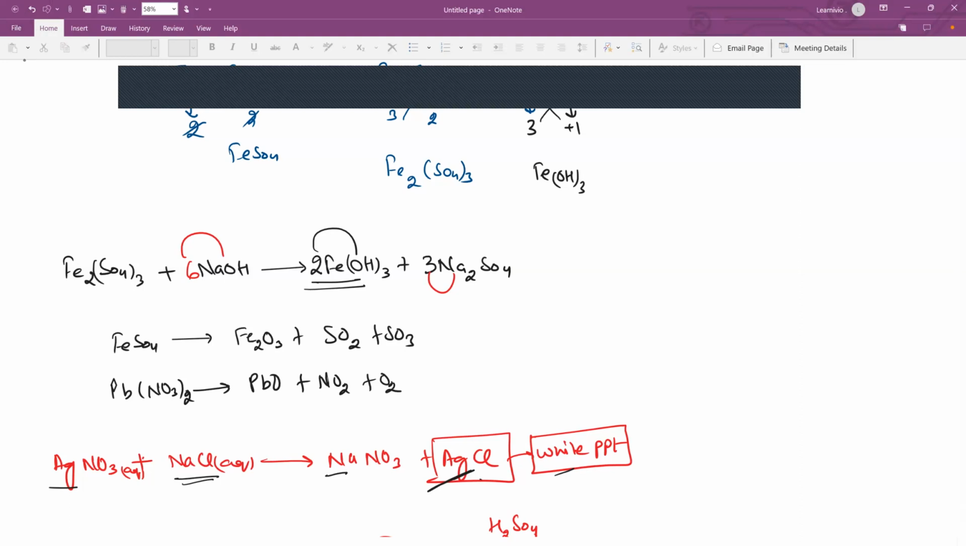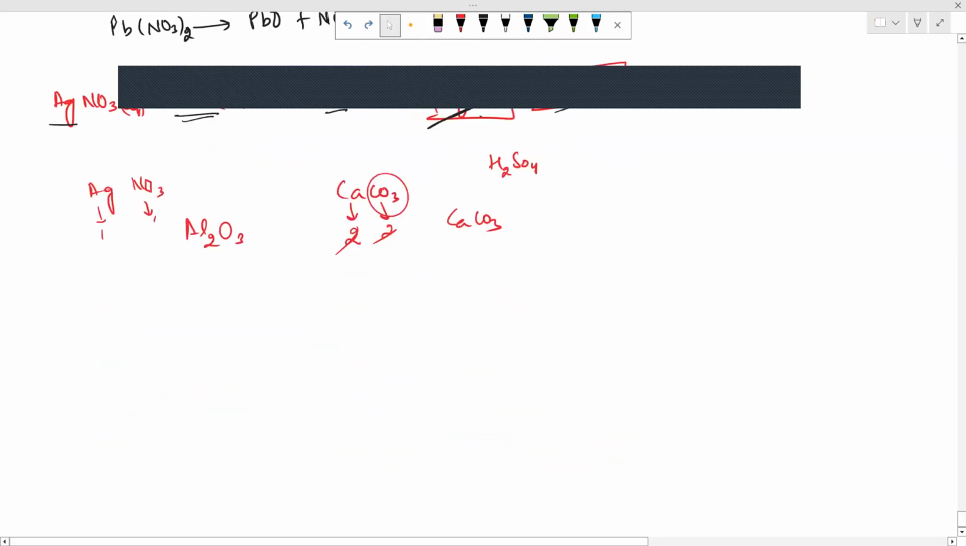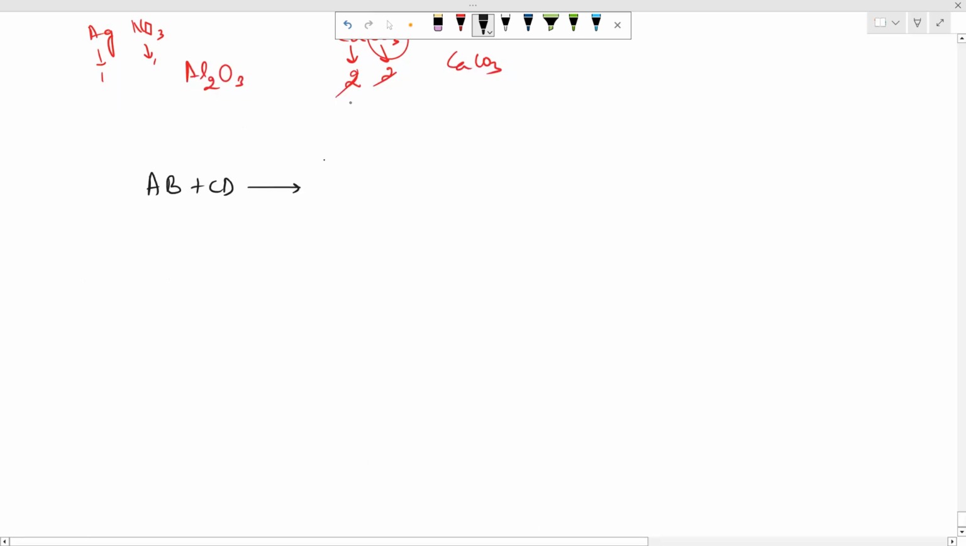Another type of reaction that you are going to study in acids, bases and salts. When acids react with bases, this is also a type of displacement reaction. So in simple terms, we will say that if AB reacts with CD, it will give you AD plus CB. This type of reaction is going to form. You understood?